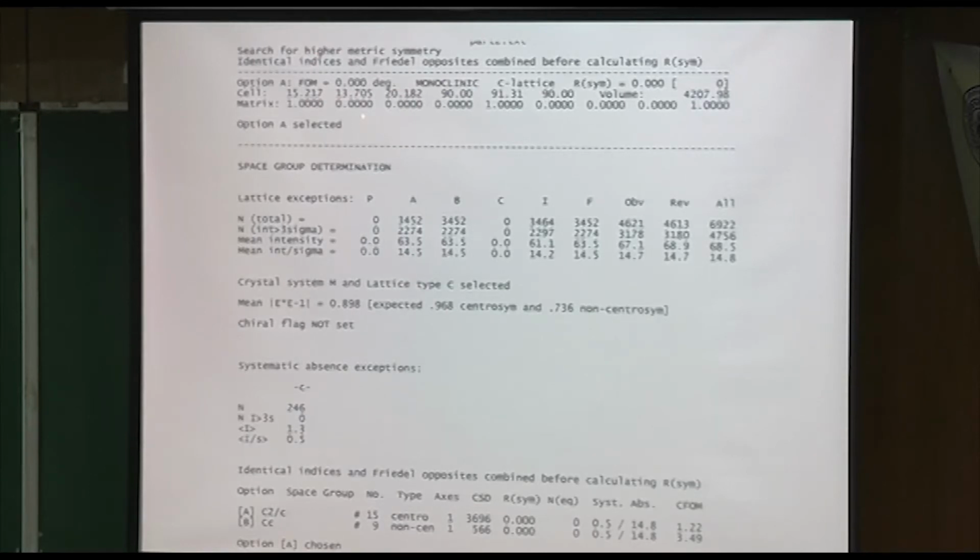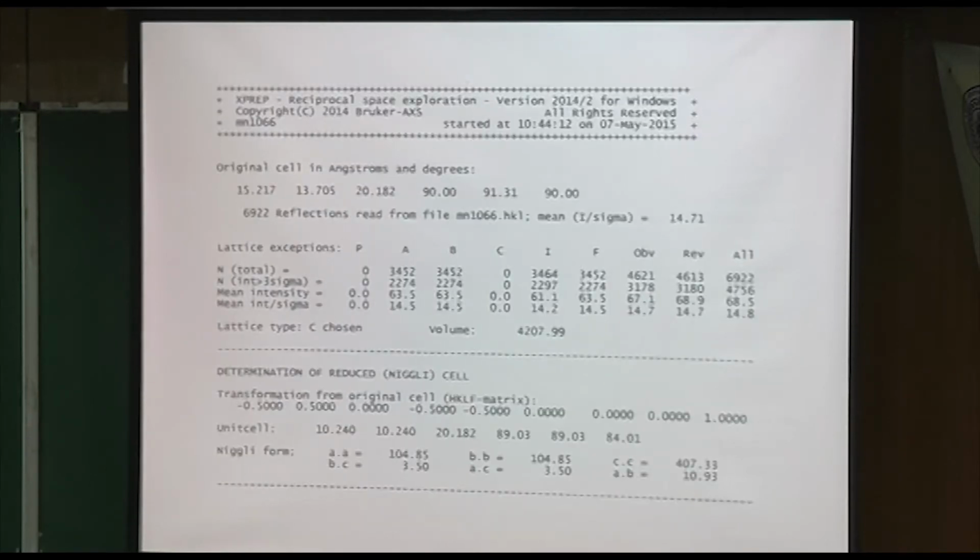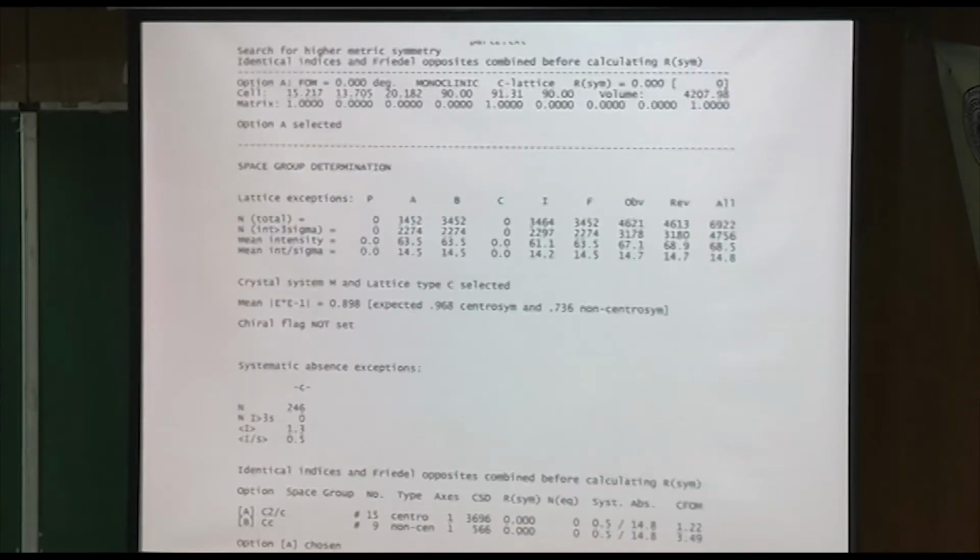This one, 15, 13, 20, is in the same order, so there was no transformation matrix there. And you can see the matrix is given as 1, 0, 0, 0, 1, 0, 0, 0, 1. That's just a unitary matrix. So the way I input it was the way it ended up, and that's fine.